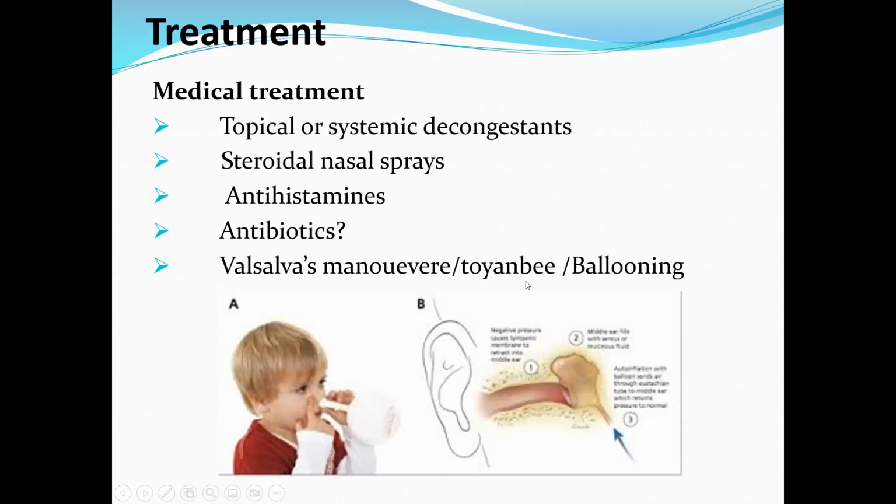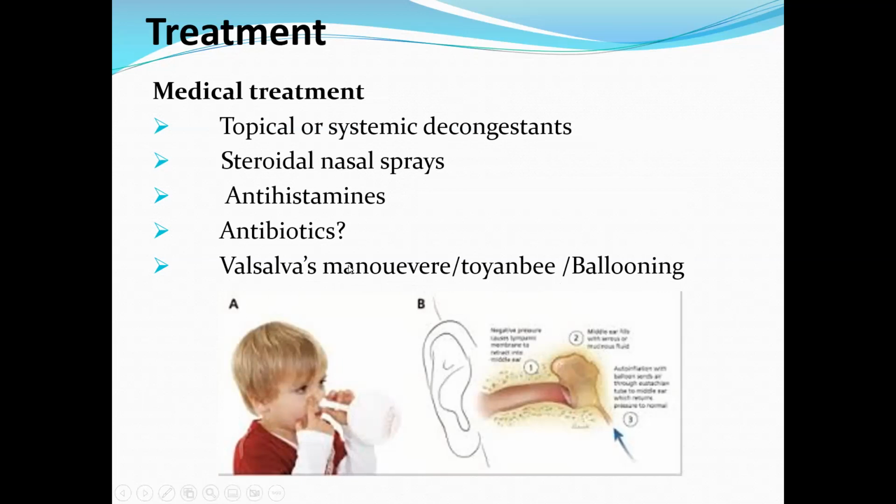Valsalva maneuver, Toynbee maneuver, and ballooning. We have discussed these maneuvers, and we give a balloon to the child and we ask him to blow with the help of the nostril. One nostril is pinched and he will blow the balloon with the other nostril. So this is a very important exercise in opening the eustachian tube.